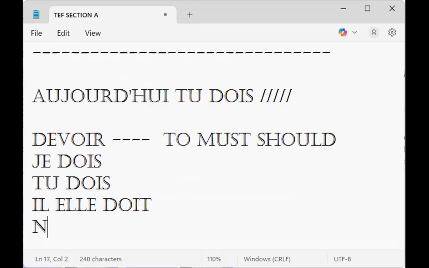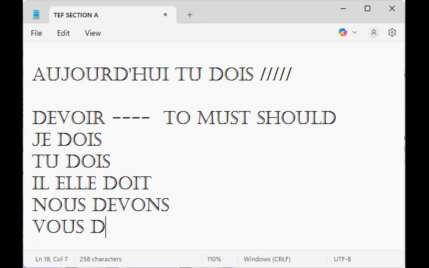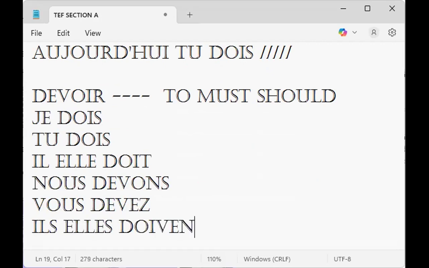Il, elle doit. Nous devons. Vous devez. Il, elle doit. So basically, I'm saying, Ocean, can you speak up the word, please? Je dois. Tu dois. Elle doit. Nous devons. Vous devez. Elles doivent. Is it clear to you? Yes, sir. Clear? Okay. So, je dois, tu dois, elle doit, nous devons, vous devez, elles doivent. C'est clair.